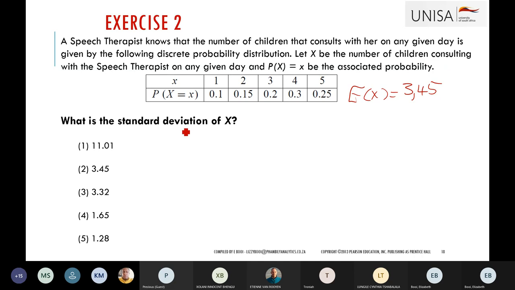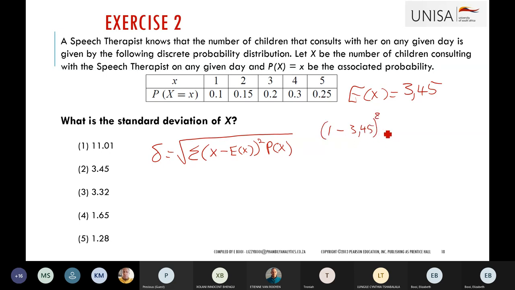Now, go ahead and calculate the standard deviation, which is the square root of the sum of your observed value minus your expected value, squared, multiplied by the corresponding probability. Remember, you can also do the things inside the bracket, the square one, and then multiply with the value. So you can start by saying 1 minus 3.45 squared times 0.1 and write the answer for that one. Then say plus, and then you go to the next one.